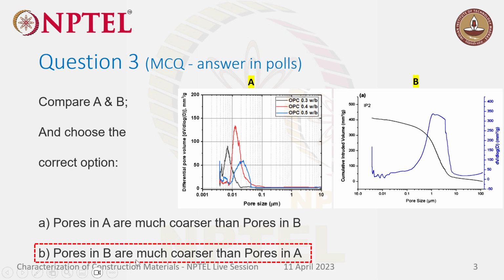Actually, you should have mentioned the water binder ratio for B also. Then only we can say that based on the water binder ratio these graphs can be read. As the water binder ratio reduces, the pore size reduces. Actually, these both are not the same graph. This one is from a lime plaster mortar, and this is a cement system. So these both are different.